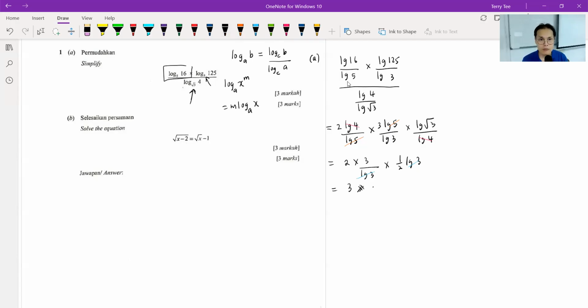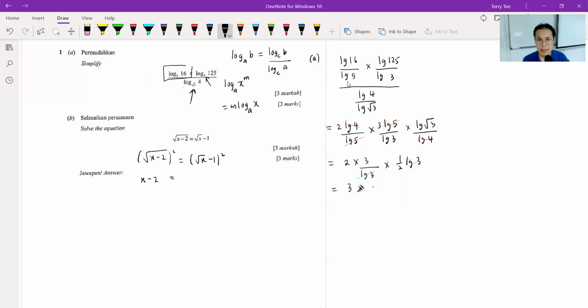All right, for part B, I'm going to do it over here. I'm supposed to solve this equation. Surd x minus 2 equals surd x minus 1. Well, what we can do is we can square both sides right away. I'm going to take a square on the left and square this on the right. The reason why you want to square, because we want to get rid of the square root. When I square this, the square root disappears. I'm left with x minus 2.